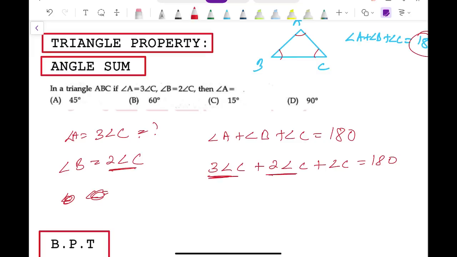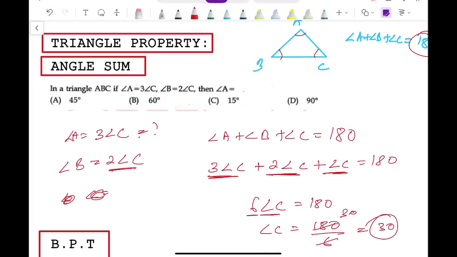3 plus 2 is 5. 5 plus 1 is 6. 6 angle C is nothing but 180. So angle C is nothing but 180. I told you earlier that if a number is with a variable, then it will go in the denominator. So which means divided by 6. 6 3s are 18. So C here is 30 degrees.